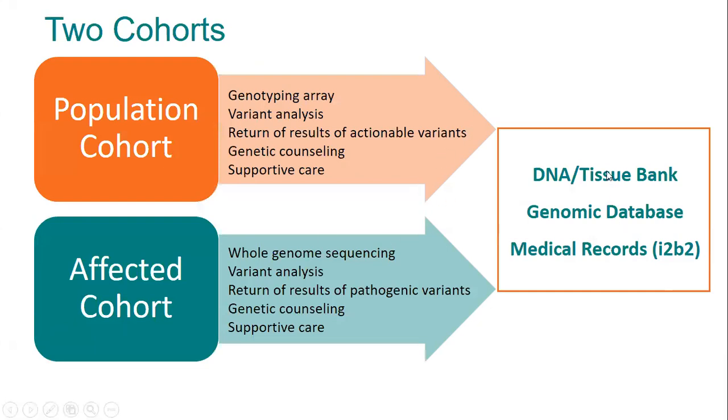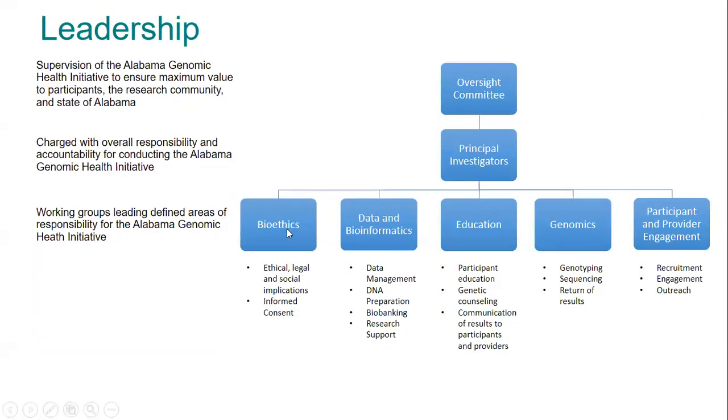People are given a chance to opt into having their DNA stored in a tissue bank, DNA and blood actually, included in a genomic database. And if they're UAB patients, their medical records get linked through the I2B2 system. We have a variety of working groups. I won't have time to go through what they all do, but it's a very active project where we have frequent meetings of these groups and discuss a lot of issues, bioethical issues.